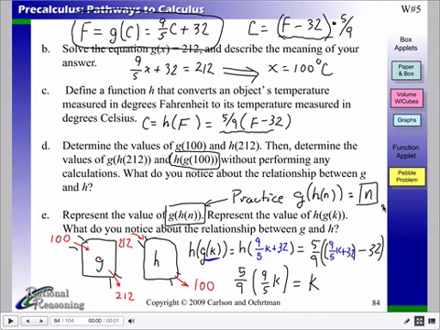Can I erase this screen? So this is the idea of inverse functions.